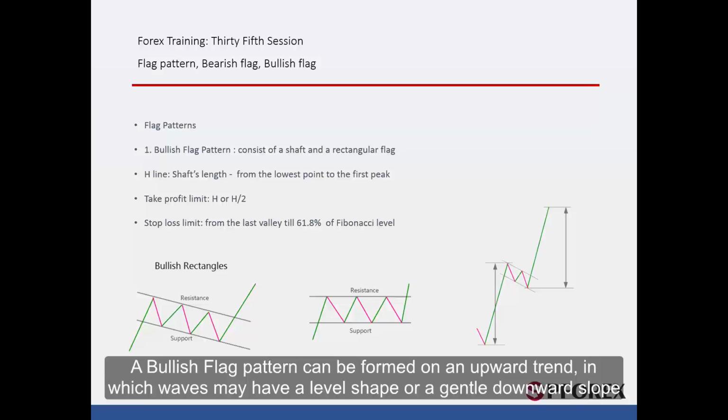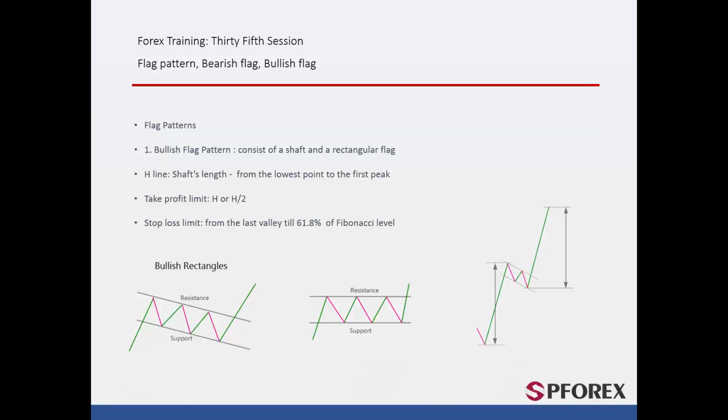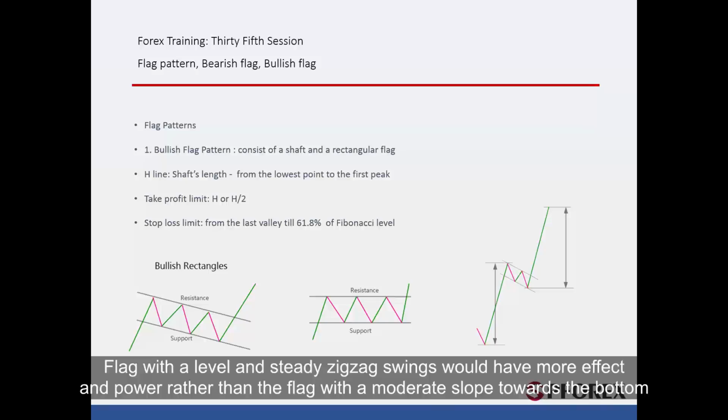A bullish flag pattern can be formed on an upward trend, in which waves may have a level shape or a gentle downward slope. A flag with level and steady zigzag swings would have more effect and power rather than a flag with a moderate slope towards the bottom.